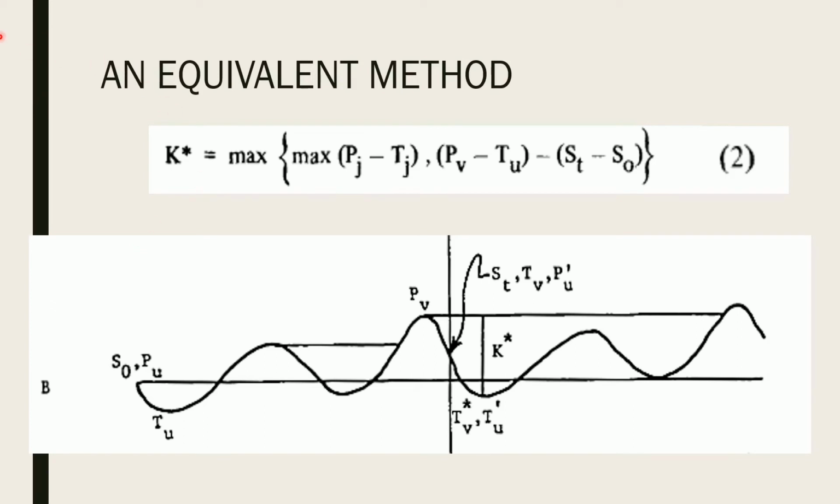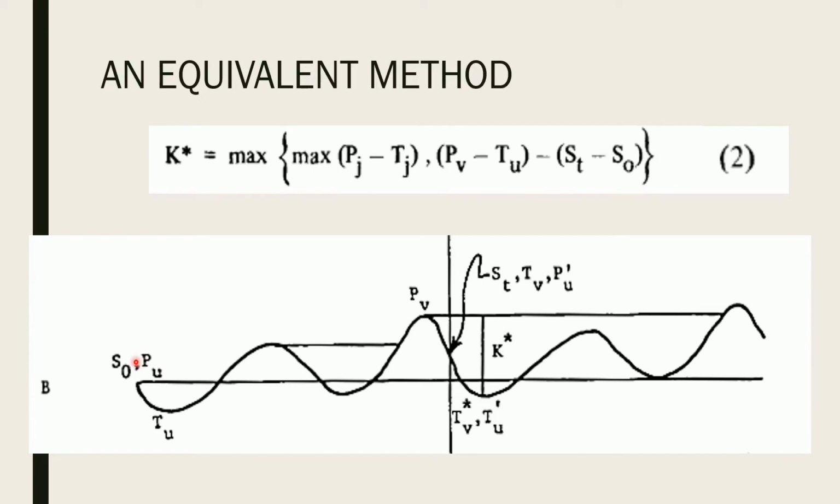So we have here an equivalent method. We will use this formula: K is equal to the max of Pj minus Tj, Pv minus Tu, and St minus So. The same result, however, can be determined with only one cycle by the following method.